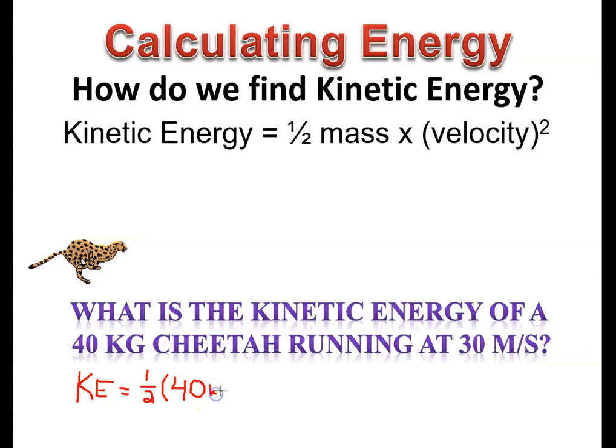I just got to write the units down here. If we lose our units, we won't know what we're talking about as far as energy, or as far as what the number actually means. And then we're going to multiply it by 30 meters per second, squared. That squared is not part of the units. It's not like acceleration. It's actually something we're going to have to do to the number.